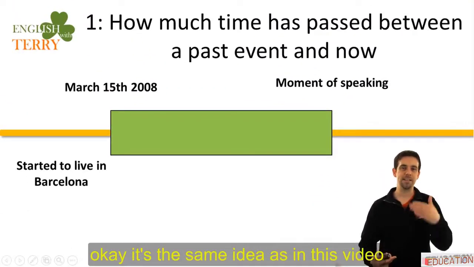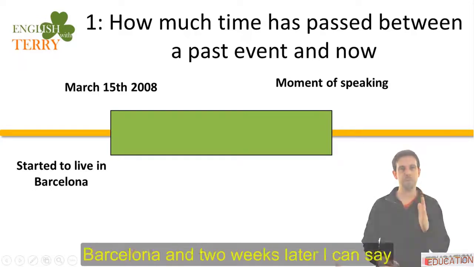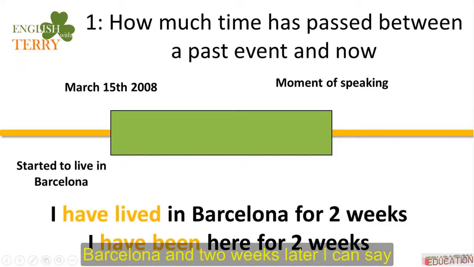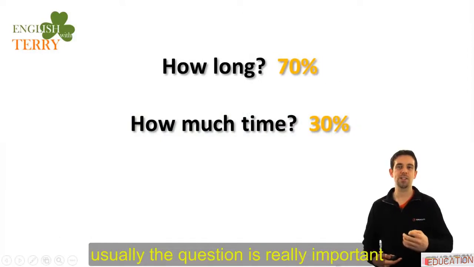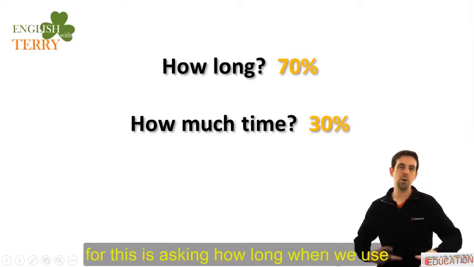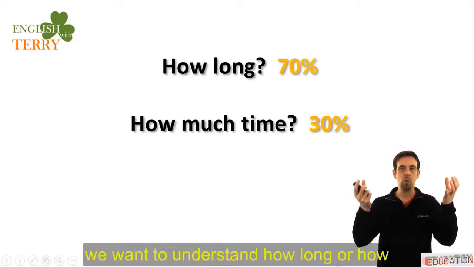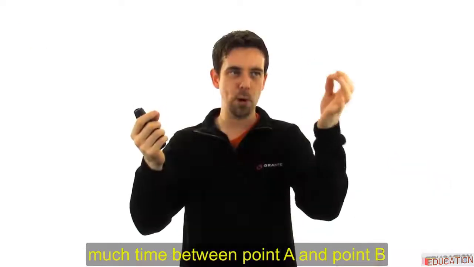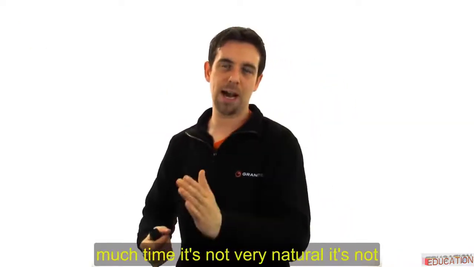It's the same idea as in this video, right? Like March 15th, 2008, started to live in Barcelona, and then 2 weeks later, I can say I have lived in Barcelona for 2 weeks, or I have been here for 2 weeks. Now, usually the question that's really important for this is asking how long. When we use the present perfect, usually we want to understand how long or how much time between point A and point B.